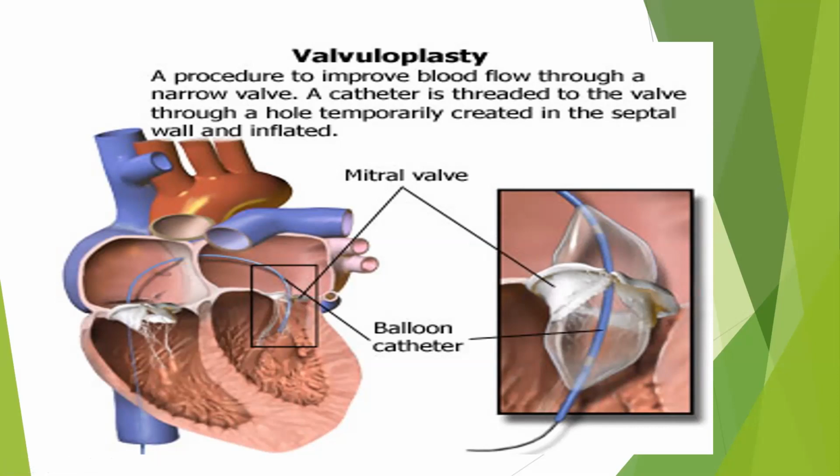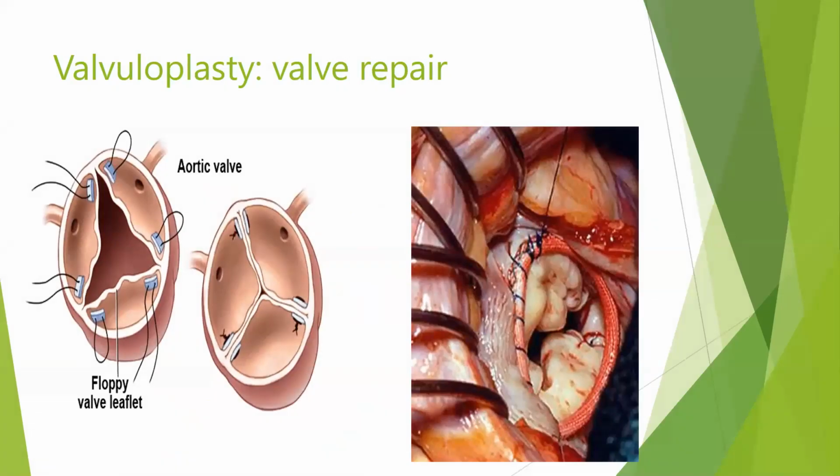There is a video to watch. So there is a nice looking valve. This one is a 3-leaflet valve. You should know by now which one that is. And this one over here is floppy, so we're fixing this area. And that's what it looks like in the OR. So in your notes section, you'll see a video.